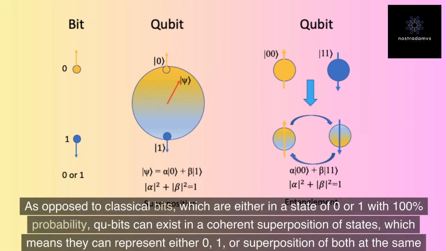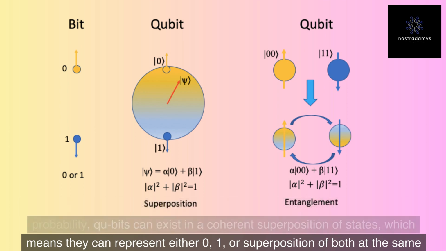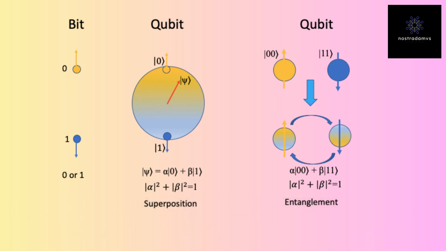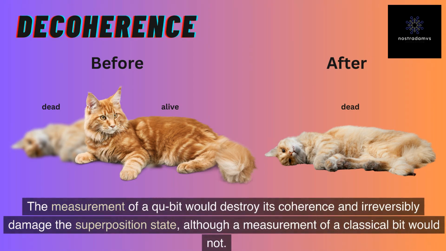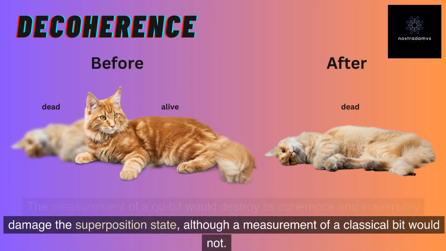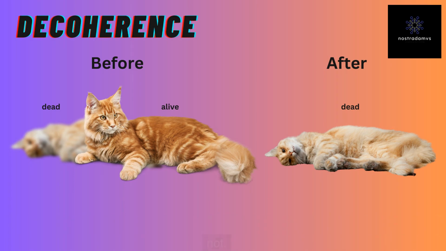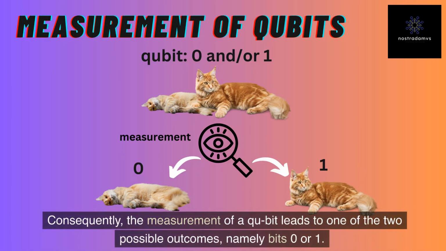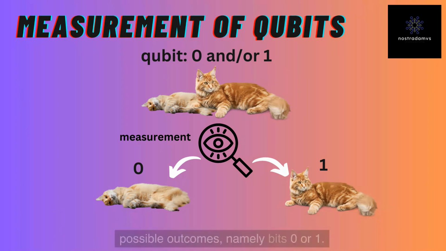As opposed to classical bits, which are either in a state of 0 or 1 with 100% probability, qubits can exist in a coherent superposition of states, which means they can represent either 0, 1, or superposition of both at the same time. The measurement of a qubit would destroy its coherence and irreversibly damage the superposition state, although a measurement of a classical bit would not. Consequently, the measurement of a qubit leads to one of the two possible outcomes, namely bits 0 or 1.